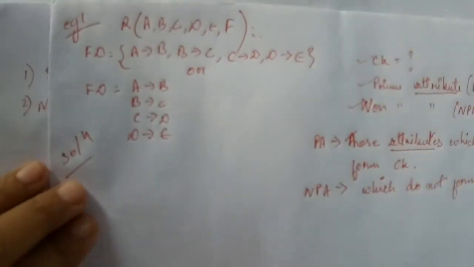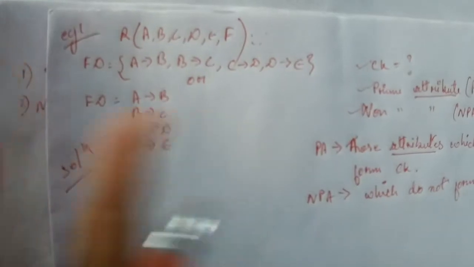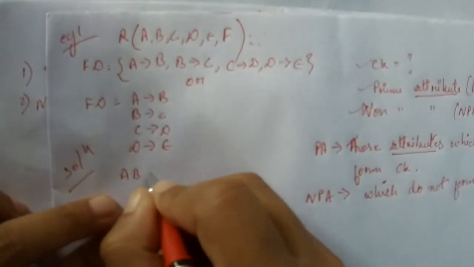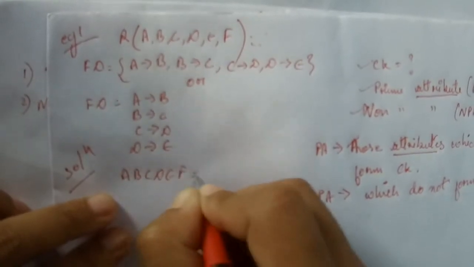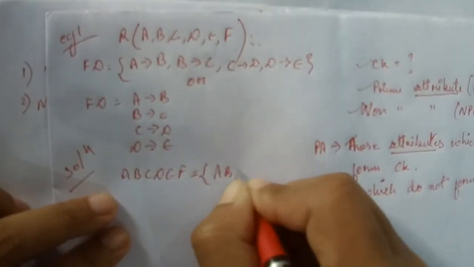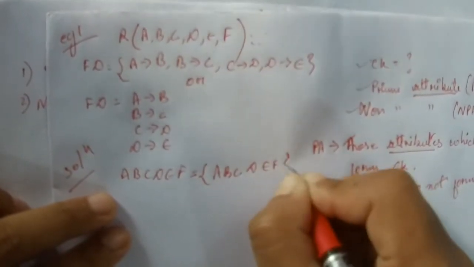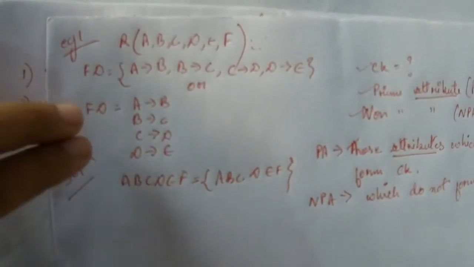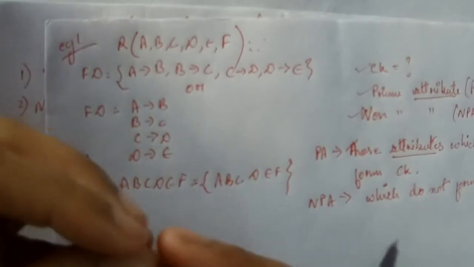To find a candidate key, first of all we need to do what? We need to write all the attributes on both sides, left hand side and right hand side. So we will write it down here, A, B, C, D, E, F, which will determine A, B, C, D, E, F. Okay, now we need to discard attributes with the help of the given functional dependencies.